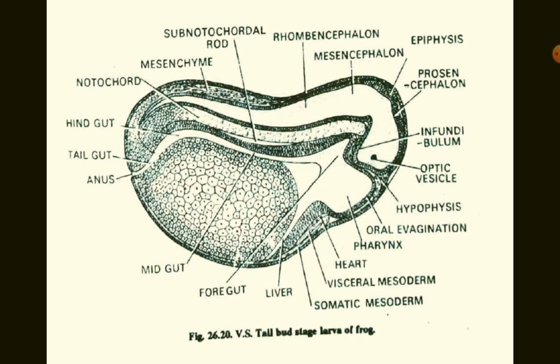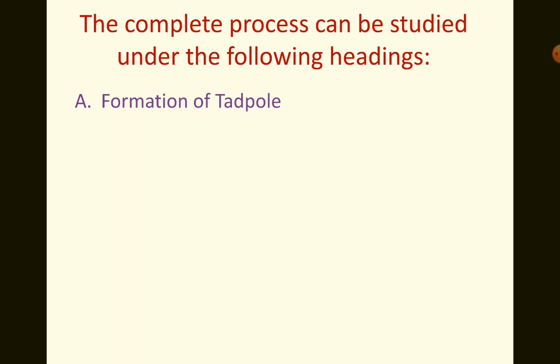Now this is a section of the tail bud larva stage of a frog, and here you can see the differentiation of the brain into prosencephalon, mesencephalon and rhombencephalon, continuing back to the tail as spinal cord. You can see the differentiation of the gut into the foregut and the hindgut, the optic vesicle, and then the differentiation of the heart, the visceral mesoderm and the somatic mesoderm, and foregut, midgut and the hindgut as we said, and the anus. Now let us understand how these changes occur.